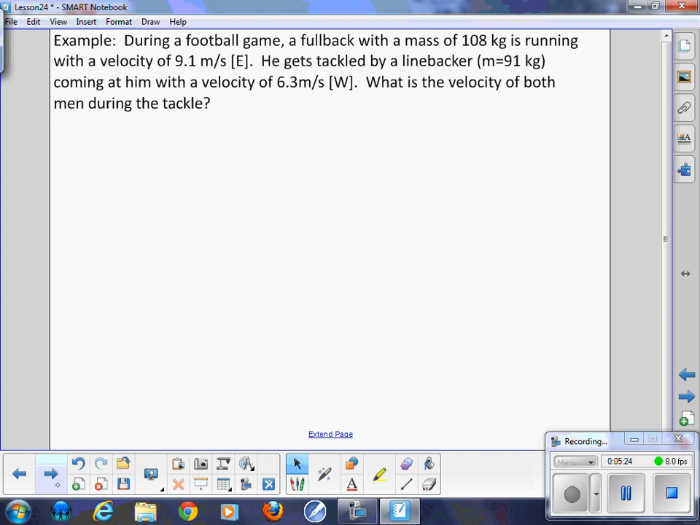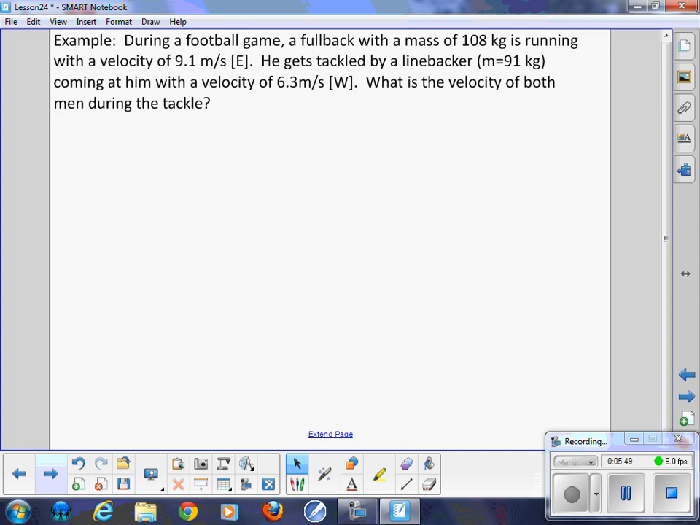You fall off. During a football game, a fullback with a mass of 108 kilograms runs with a velocity east and gets tackled by a linebacker, 91 kilograms, so a little bit smaller, coming directly at him, so it's a head-on collision at 6.3. What is the velocity of both men during the tackle?